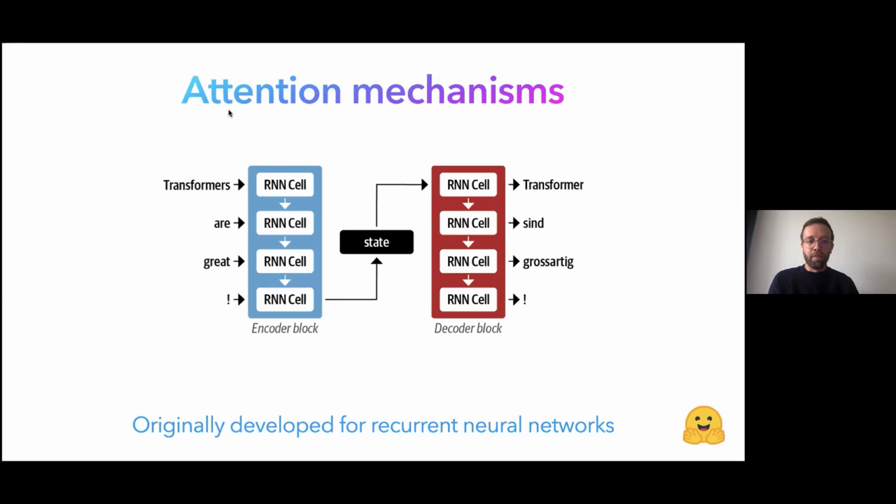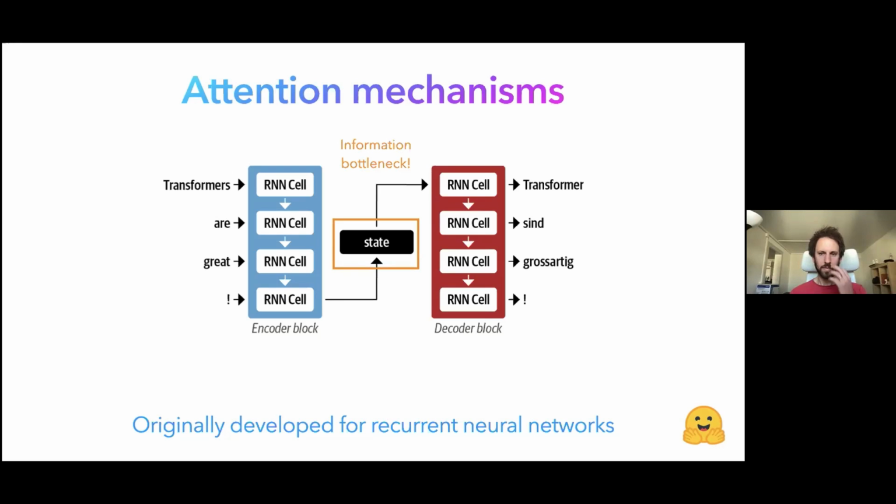After it processed the last token, in that case the exclamation mark, it outputs a state, and that state is then passed to the decoder block, which consists of the same kind of RNN cells, but a separate one. So that's a new RNN cell. And the task of that RNN cell is now, given that state, expanding the state to the output sequence, the target sequence, in that case "transformers are great" in German.